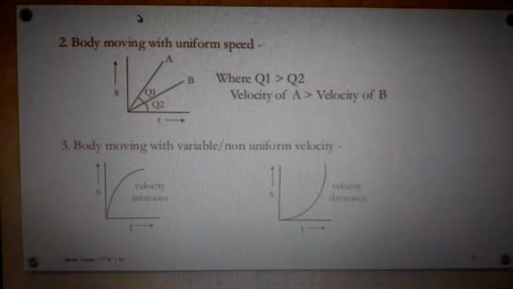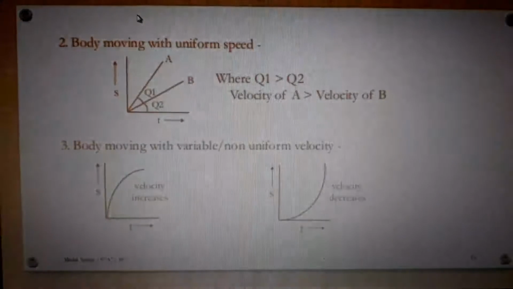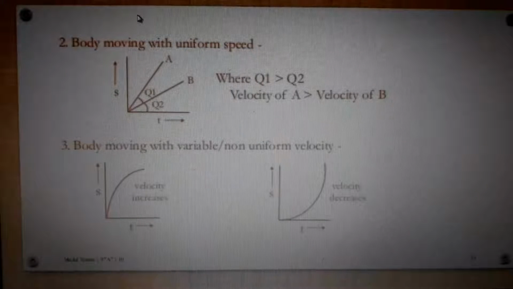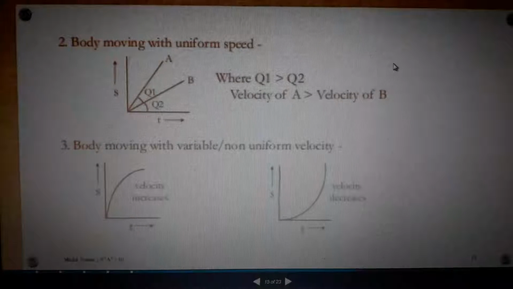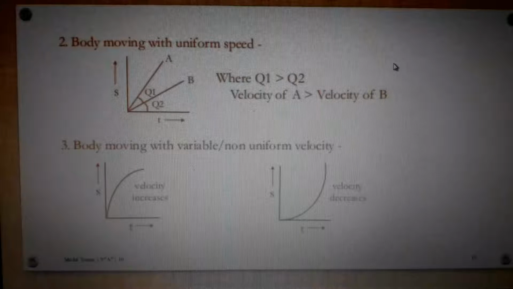Let's see next. The body is moving with uniform velocity. So why in this case are two graphs, two lines drawn? Because it has direction also. Velocity is direction dependent. Am I right or not? Distance means 10 meters in any direction, but in the case of velocity, we need to tell the direction. Displacement is measured in length and also in direction.